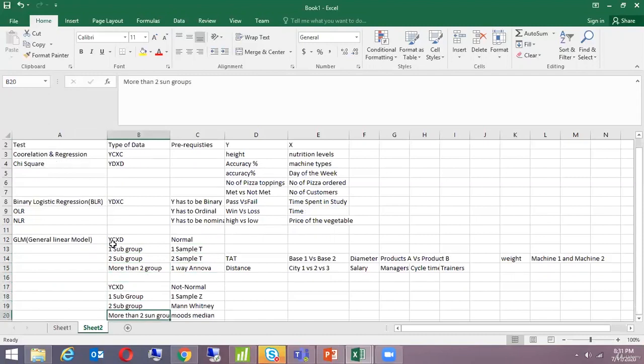Same condition, the prerequisite changes. When my data is not normal, which means I have some special causes in the data, then for one subgroup, I do one sample sign or one sample Z. Two subgroups, I do a test called Mann-Whitney, and more than two subgroups, I do a test called Mood's median. So these are the different sorts of tests that we do.